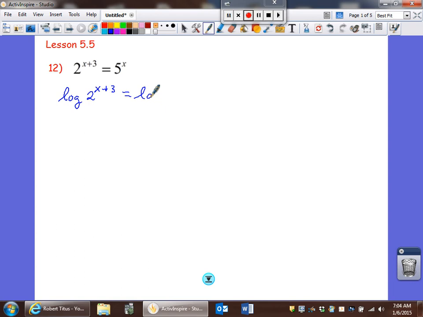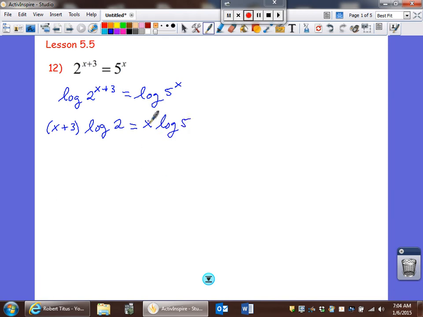and log of 5 to the x power. We're going to use this opportunity. The properties of log says we can pull the exponent out to the front. We're going to do that on both sides. And since x plus 3 has a plus sign, we have to put it in parentheses. So x plus 3 times the log of 2 is equal to x times the log of 5.